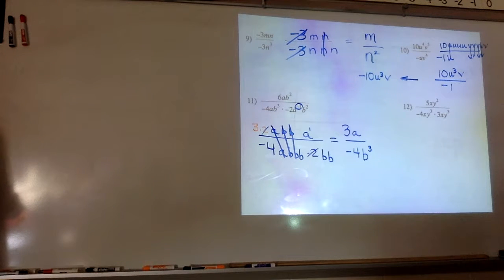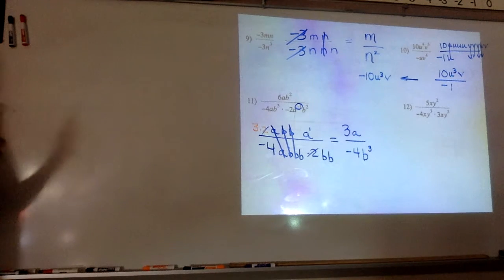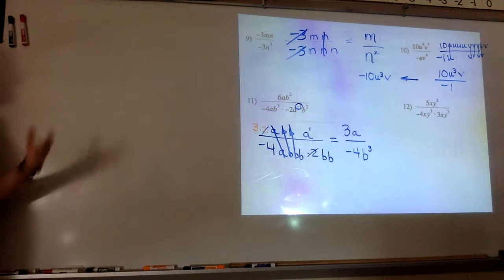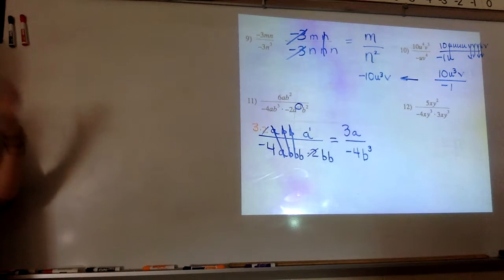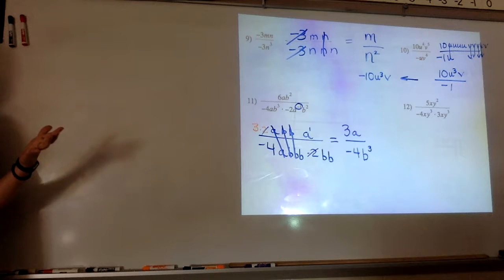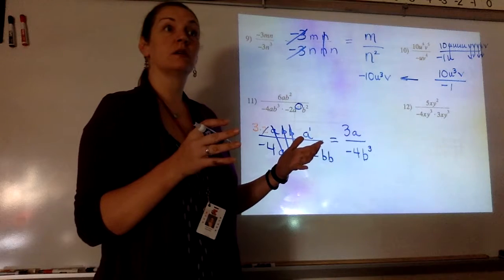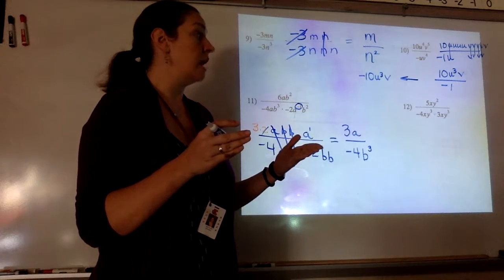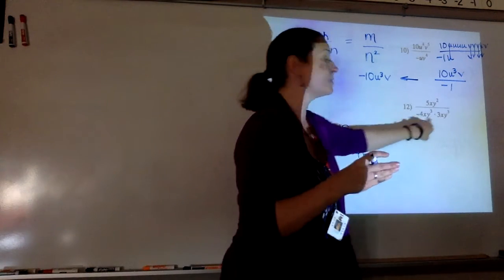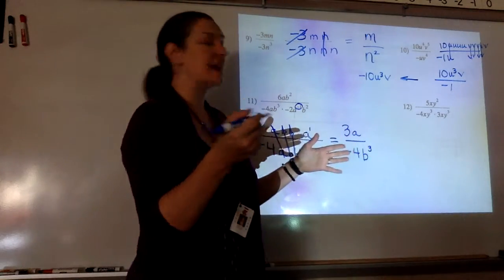Questions? Are we feeling a little more confident? Starting to see how the connections are. That's the important part. All right, now take a look at number 12. Do I have any negative exponents? No. No, right? These are all positive exponents. So all I need to do is break it down and cancel.